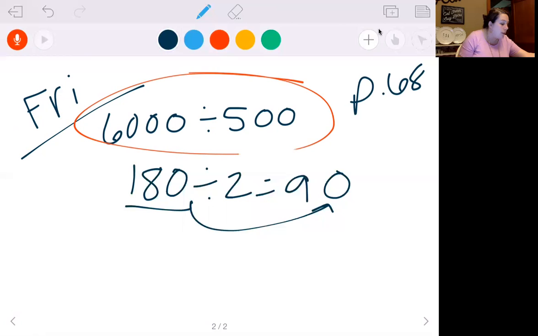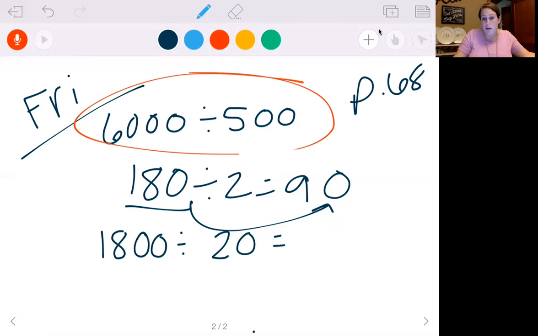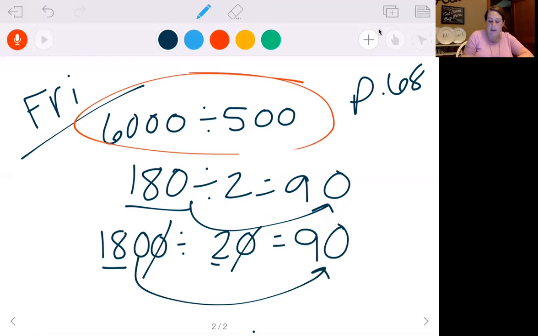Let's do this one because this one's different. 1,800 divided by 20. Okay, so now I can do my canceling trick. 0 on this side can cancel out with this 0. 18 divided by 2 is 9. Have this 1 0 left over I can add to get 90. Okay, so it's just like a little trick.